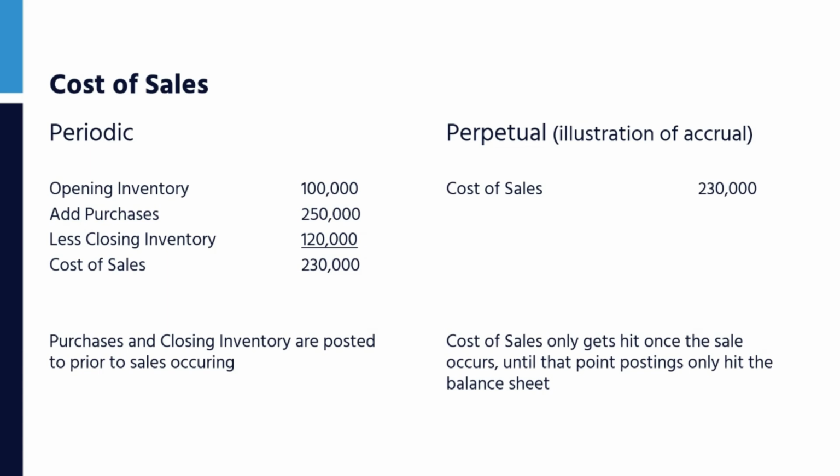The other thing to reinforce there is that in the periodic, you're going to get postings happening in your P&L accounts as you go throughout the transactions, whereas with the accrual basis, generally speaking, something is only going to happen in the P&L when the sale occurs.